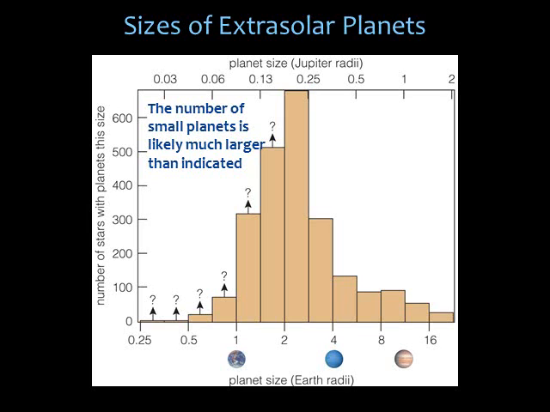This bar chart shows the numbers of planets in different size categories detected by the Kepler mission. They all have orbits of less than 50 days. There's a general trend towards smaller planets being more abundant than larger planets, at least down to the size of a couple of Earth radii.